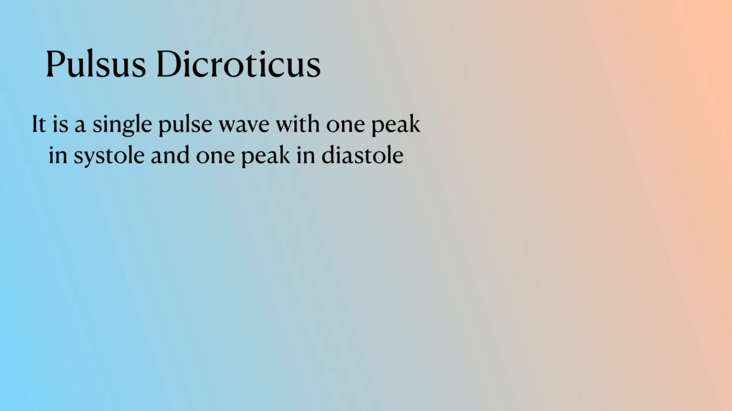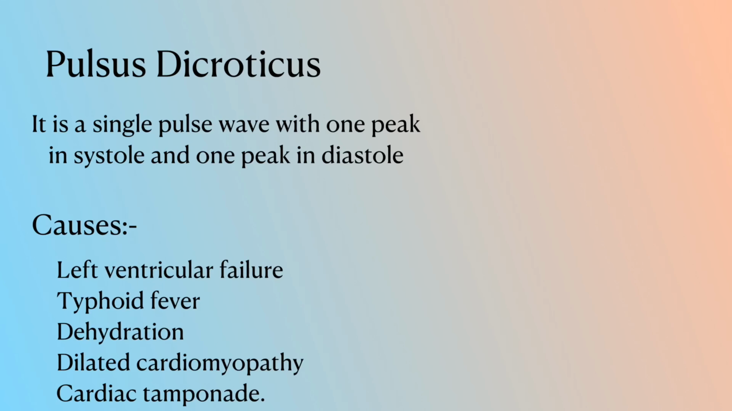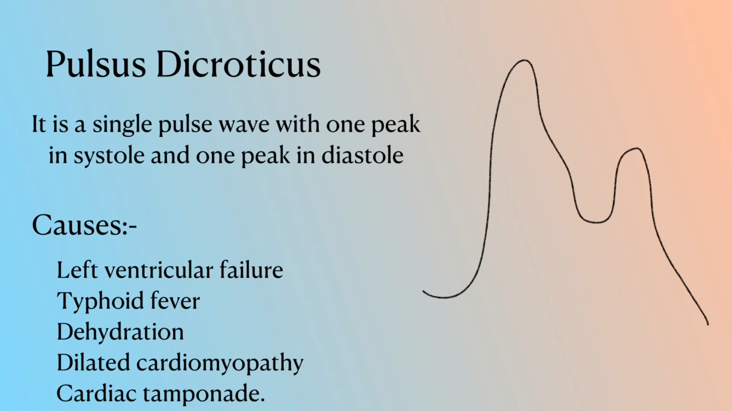Then coming to pulsus dicroticus. It's a single pulse wave with one peak in systole and one peak in diastole. The causes are left ventricular failure, typhoid fever, dehydration, dilated cardiomyopathy, and cardiac tamponade.